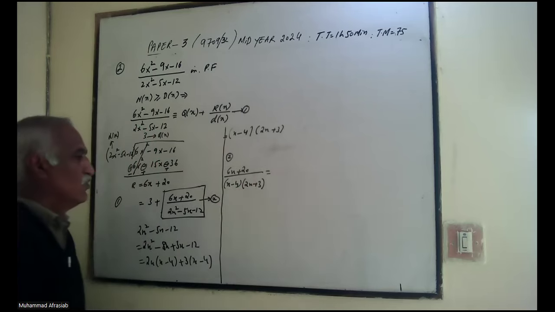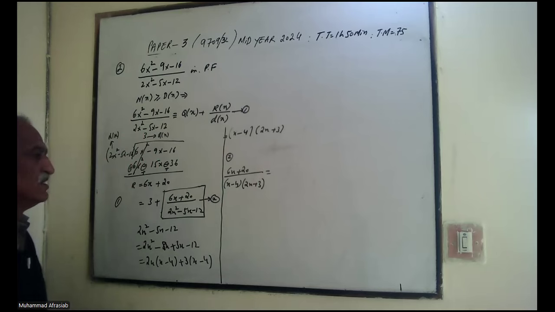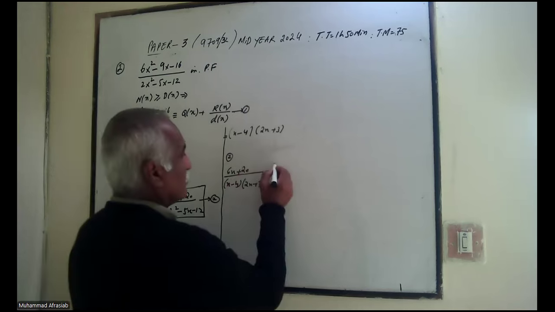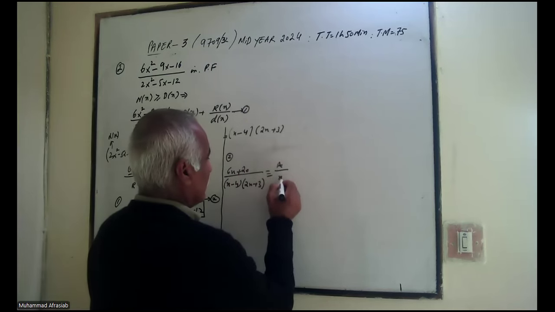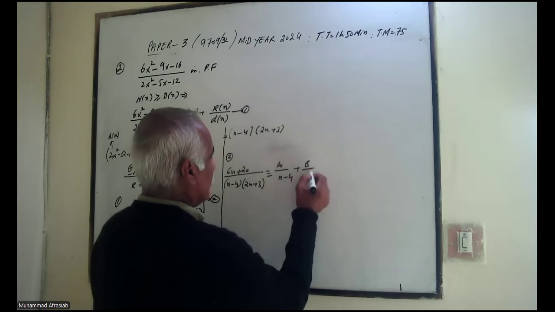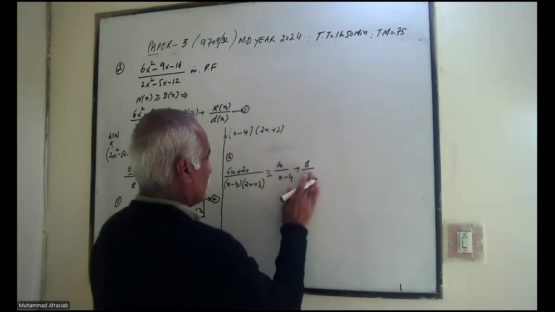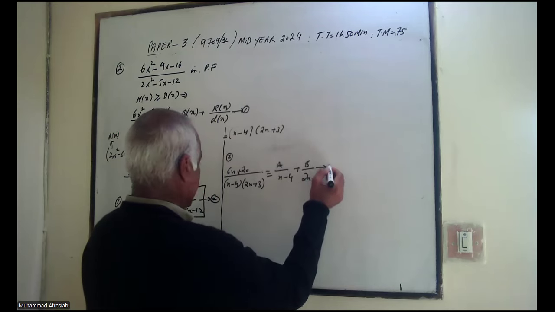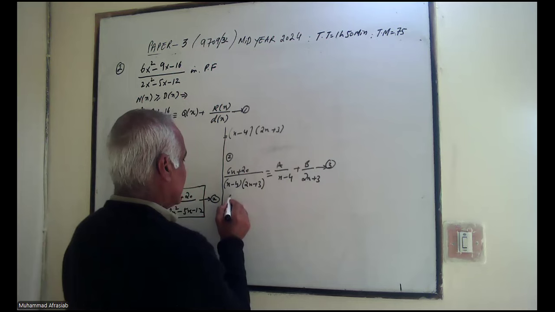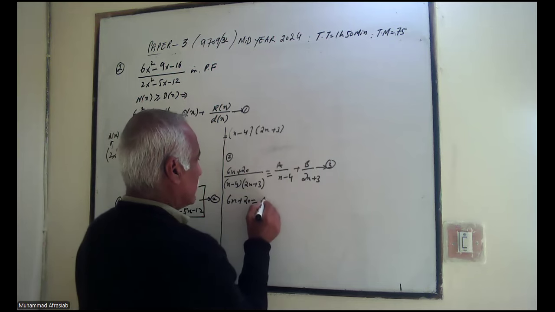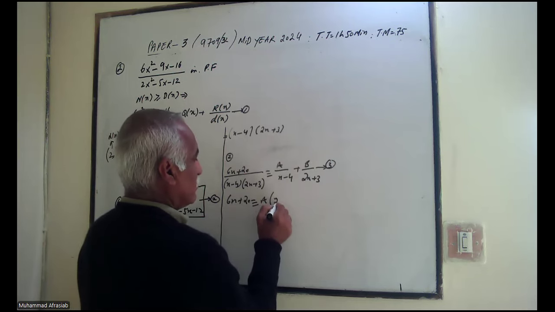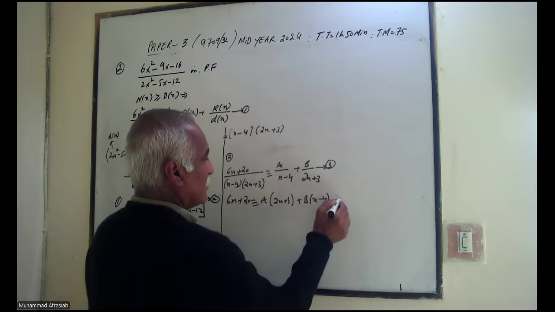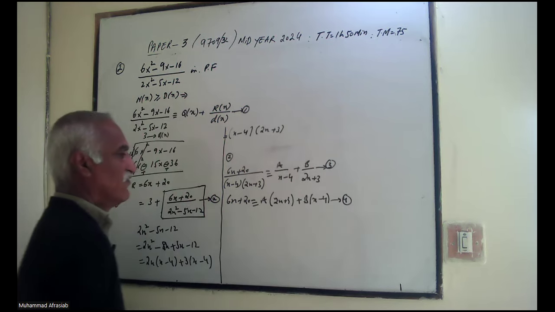Because in the denominator both parts are in linear form, and they are distinct, that is why we are going to use this method: a over x minus 4 plus b over 2x plus 3. Let's say that is equation number 3. Then 6x plus 20 is equal to a into 2x plus 3 plus b into x minus 4. Let's say that is equation number 4.